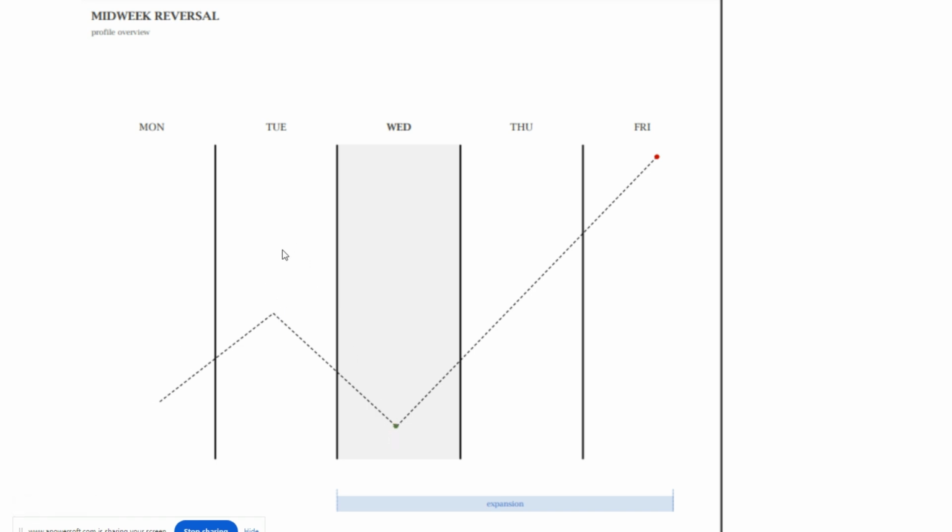Monday and Tuesday, price will just do whatever. Monday will form its high and low, Tuesday will also form its high and low. Then Wednesday, if it's a bullish weekly candle, will take out all the lows that Monday and Tuesday had created. Then we get that expansion on Thursday and Friday.